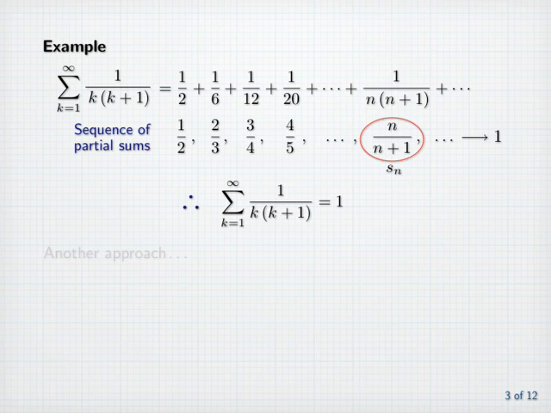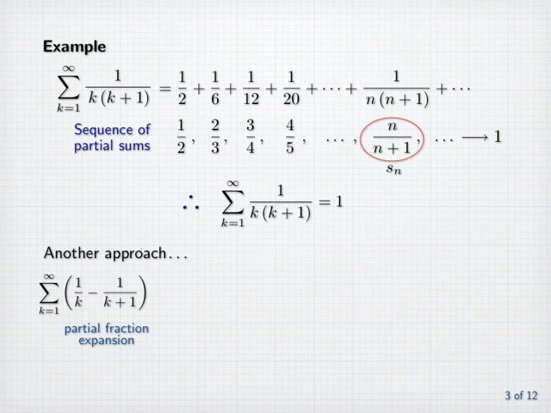Now let's look at another approach to determining the value of the series. A partial fraction expansion on 1 over k times k plus 1 allows us to express this same series as the sum from k equals 1 to infinity of 1 over k minus 1 over k plus 1. Now with the kth term expressed this way, let's list out a few terms.